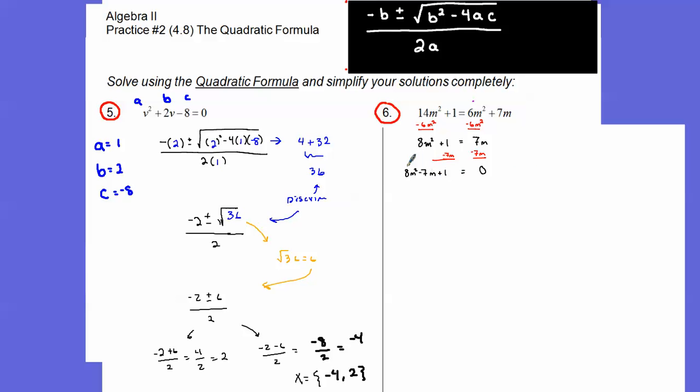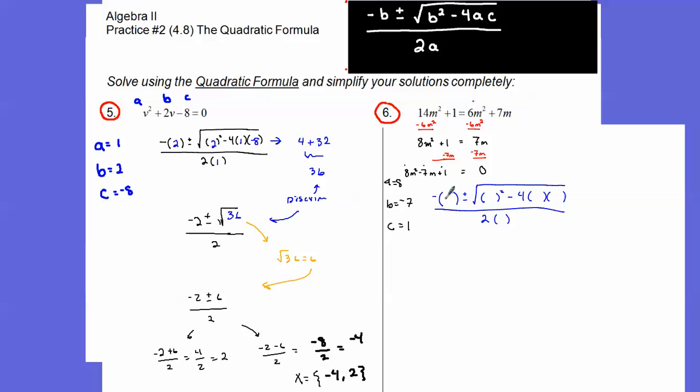Like so. So now I see that my a value is going to equal 8. My b value is going to equal -7. My c value is going to equal +1. You have a, you have b, and you have c. We're going to take these values, put them into the quadratic formula, and see what they produce.